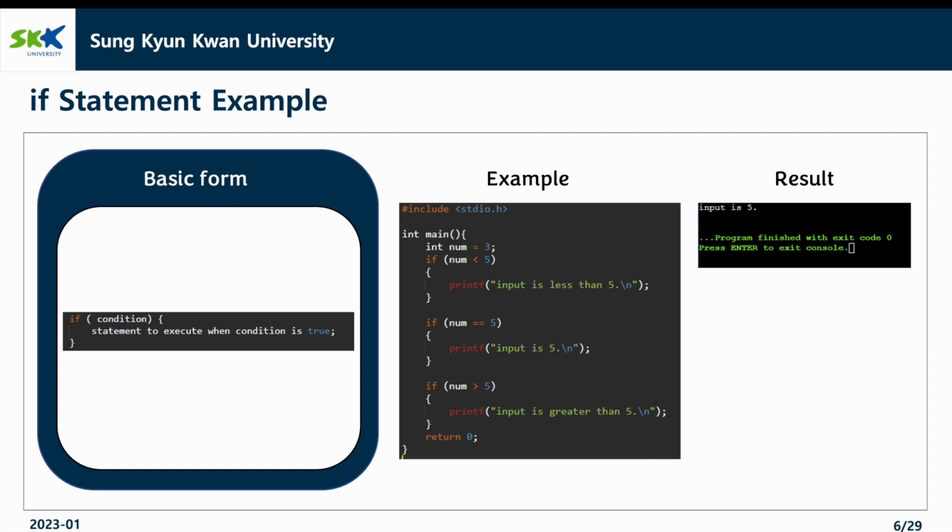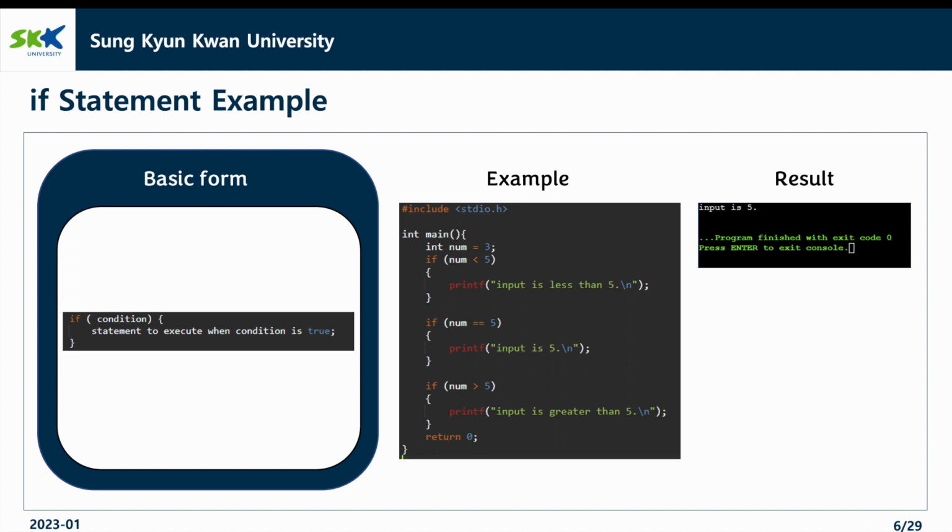The grammar of the if statement is as follows. You can see that the statement in the block is indented to the right based on the brackets. Increasing the readability of code through indentation is called indent, and it is recommended to indent all code if possible.